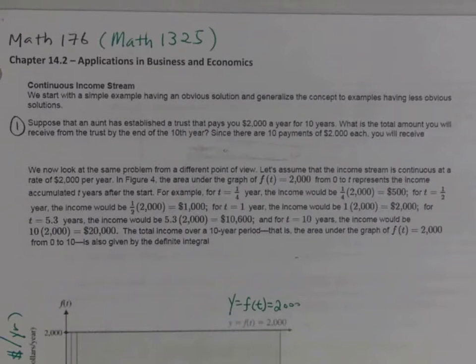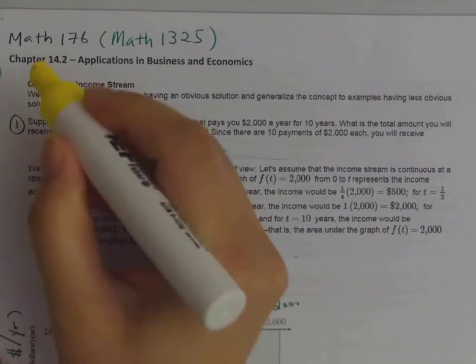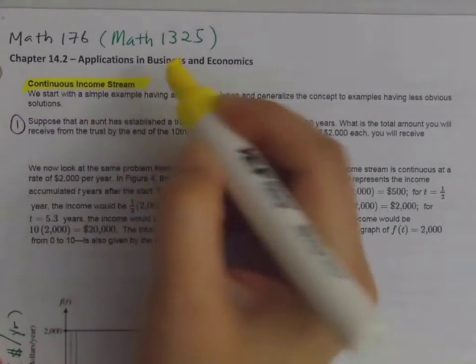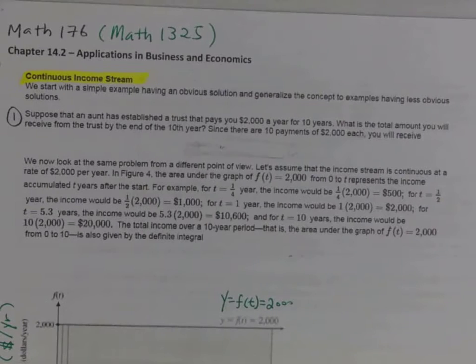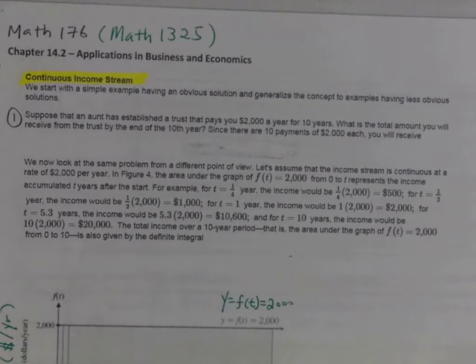This is the first video for chapter 14.2, Applications in Business and Economics. The first topic we have here is continuous income stream. We start with a simple example having an obvious solution, and later on we will generalize the concept to examples having less obvious solutions.